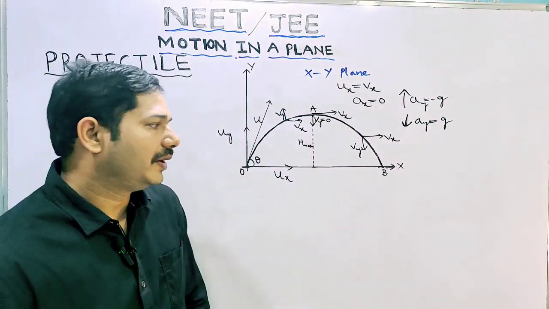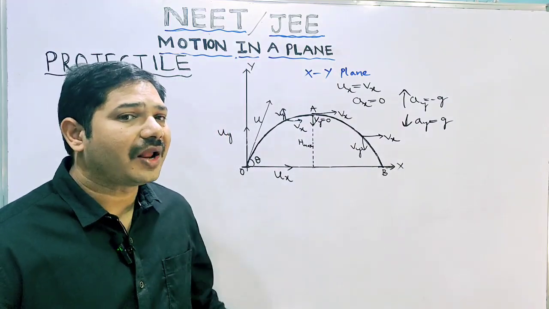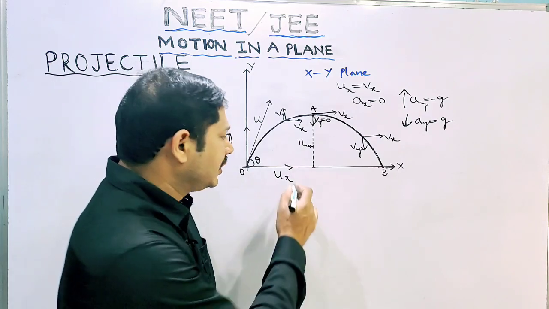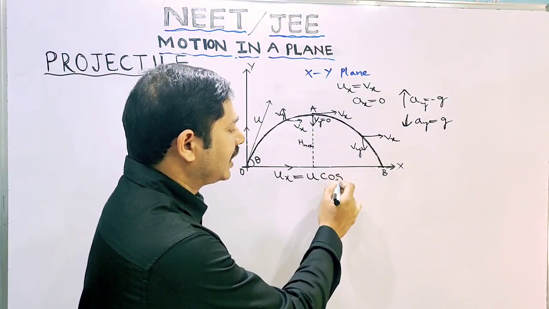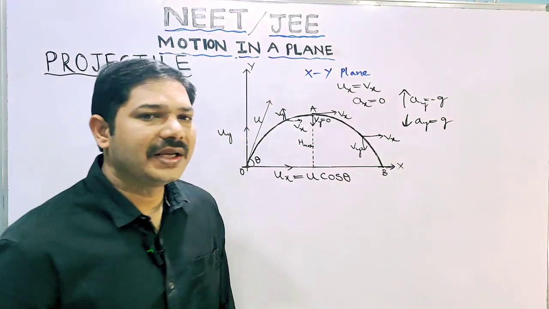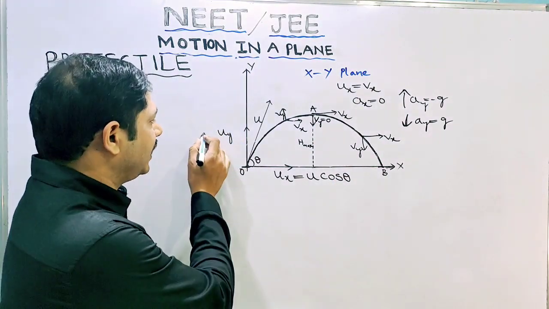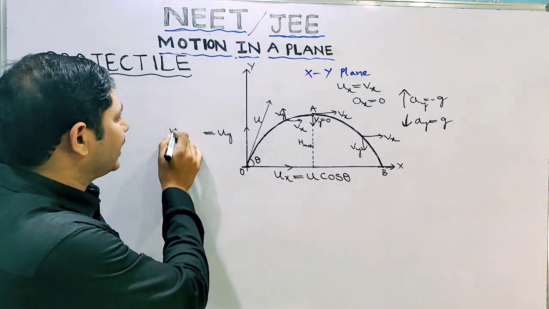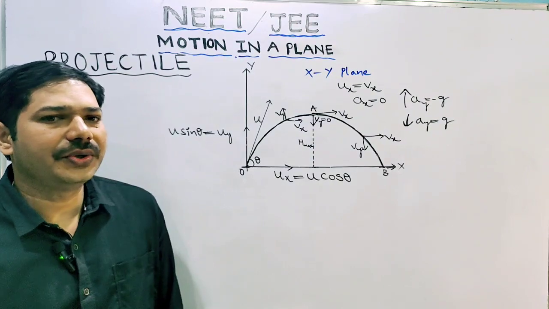Now we'll discuss what ux is. Ux is the initial horizontal velocity. So that ux we can write as u cos theta. The horizontal component of velocity, ux, we can write as u cos theta. Why? Because it is adjacent. Here uy you can write as u sin theta.